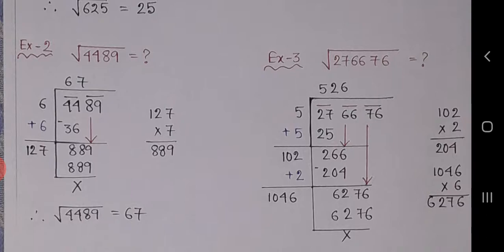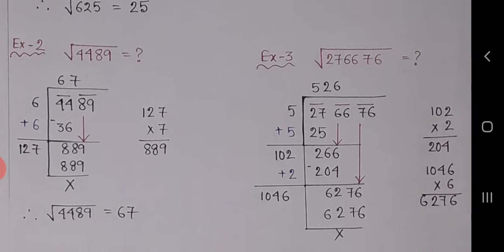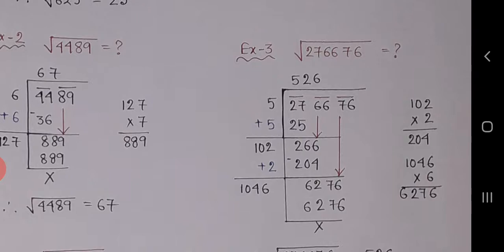Coming to example 3. Here also I write the numbers like this and group the digits in pairs starting from right to left. Then we have to take the first pair. Here the first pair is 27, which is not a perfect square. So the perfect square less than 27 is 25. That means 5 square. 5 5s are 25. So we have to write 5 in the left side and in the above both. And the product 25 we have to write below 27.